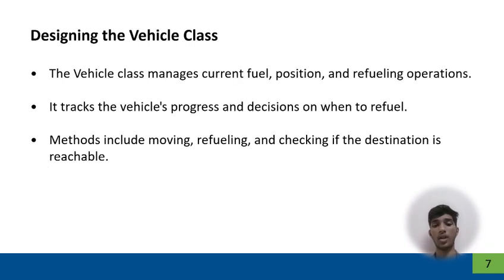Designing the vehicle class. The vehicle class manages current fuel, position, and refueling operations. It tracks the vehicle's progress and decisions on when to refuel. Methods include moving, refueling, and checking if the destination is reachable. The vehicle class holds current fuel, current position, and methods to refuel and move. This class models the behavior of the car in a real world scenario. Encapsulating these behaviors inside a class makes the logic clean and modular.